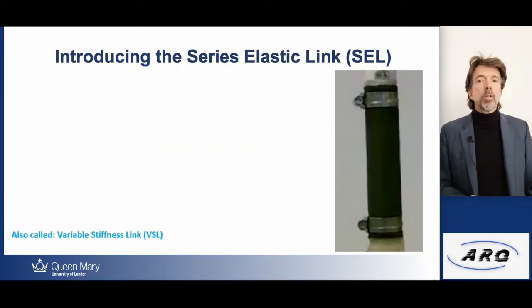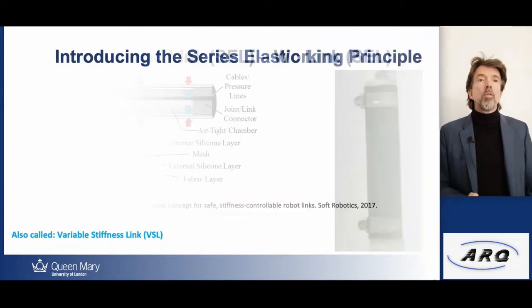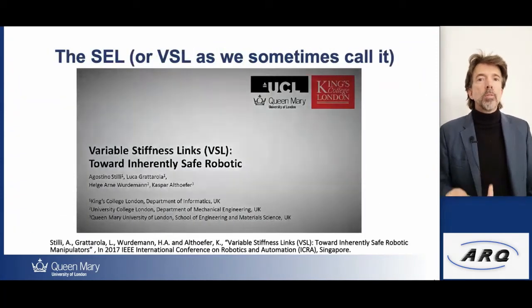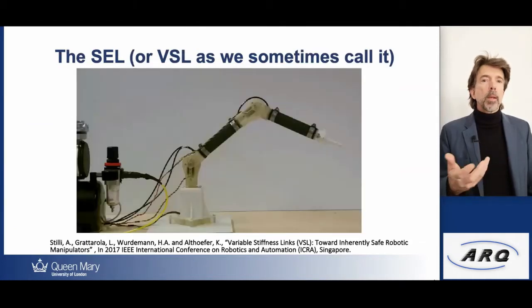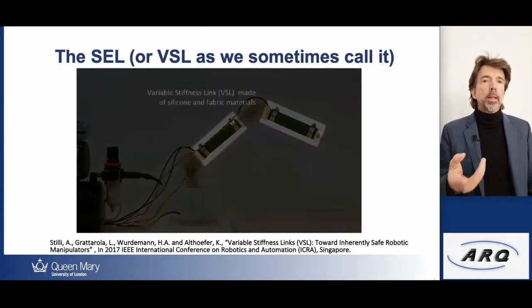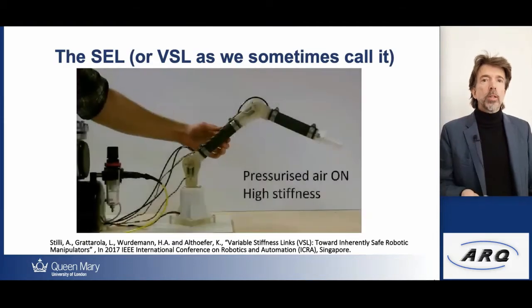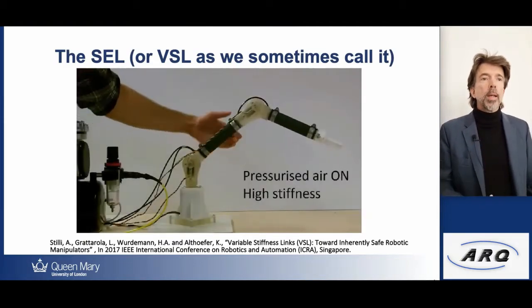Sometimes we also call it the variable stiffness link, because we cannot just have it soft and compliant at one setting, like the Baxter robot, but we can actually vary the stiffness over a wide range. And in this way, we create something that allows us to adjust the stiffness, and be compliant when required.